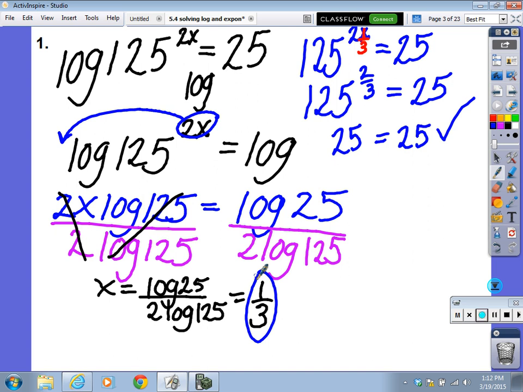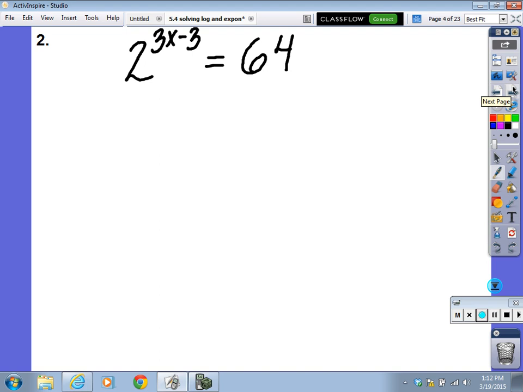Okay, and let's do another one. We're going to do number 2 together. So we have 2 to the 3x minus 3 is equal to 64, we're asked to solve. This is an exponential. It'll be really hard for us to solve this without bringing this 3x minus 3 out of the exponent. I've been thinking really hard today, as you can tell.